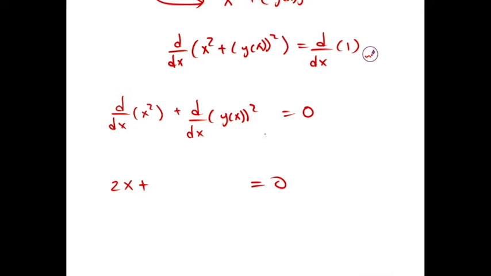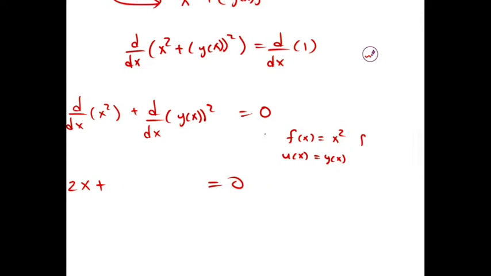So for this, we just use the chain rule. We have a function on the outside, something being squared. So we could write it like this if we wanted to. f of x equals x squared, something being squared. u of x is just y of x. So f prime of x is 2x. And u prime of x is just y prime of x, which is just dy/dx.